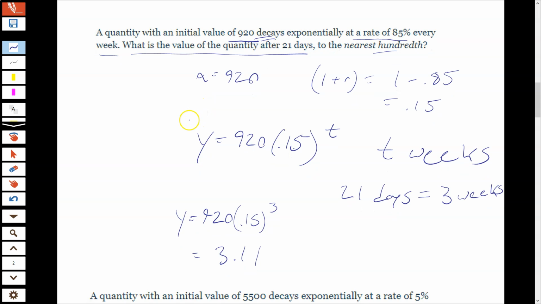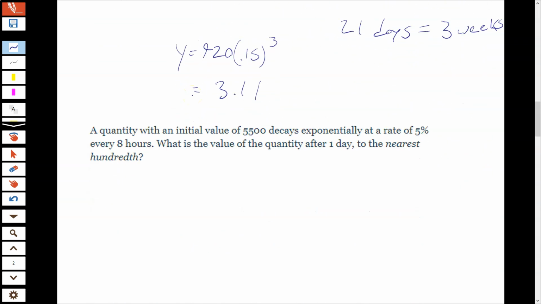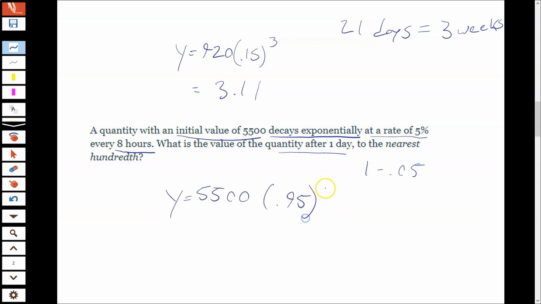We'll do one more. So we have another exponential decay problem. So that means our rate is going to be, or our base rather, is going to be less than 1. We have an initial value of 5,500, and our rate of decay is 5% every 8 hours. So this one's a little bit trickier with the units. What is the value of the quantity after 1 day to the nearest hundredth? So I'm going to build my function. Y equals my initial value, 5,500, times, here I do 1 minus 0.05, which is 0.95 to the t.